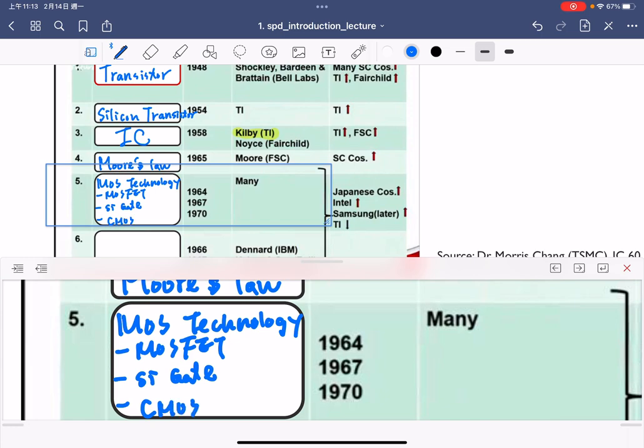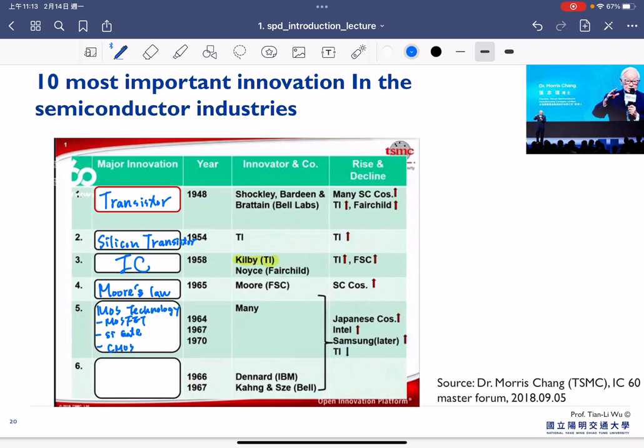These MOSFET technologies started to be invented around 1964, and many companies started to get involved. At this moment, the Japanese companies started to rise, Intel started to rise, and then Samsung started to rise. However, TI gradually decreased its market share at that moment.